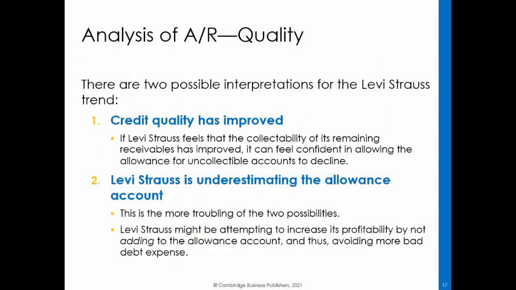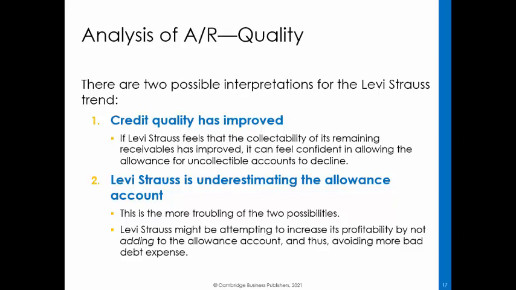There are 2 possible interpretations for the decline in the Levi Strauss allowance for uncollectible accounts. One is that credit quality has improved. If Levi Strauss believes the collectability of its remaining receivables has improved, it can feel confident in allowing the allowance for uncollectible accounts to decline. An improvement in credit quality might be plausible given that the recession ended during this period and customers are in a better financial condition. Another is that Levi Strauss is underestimating the allowance account.